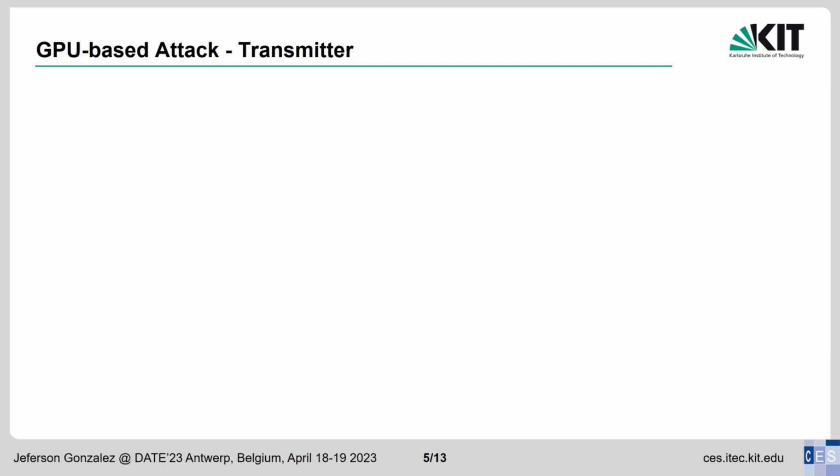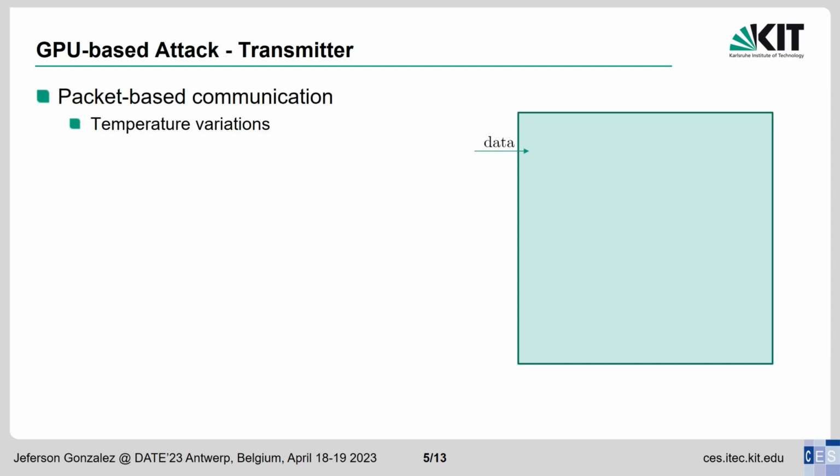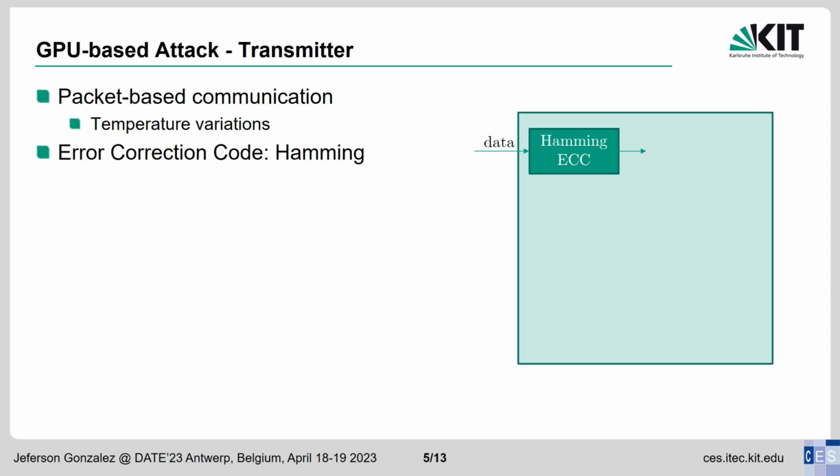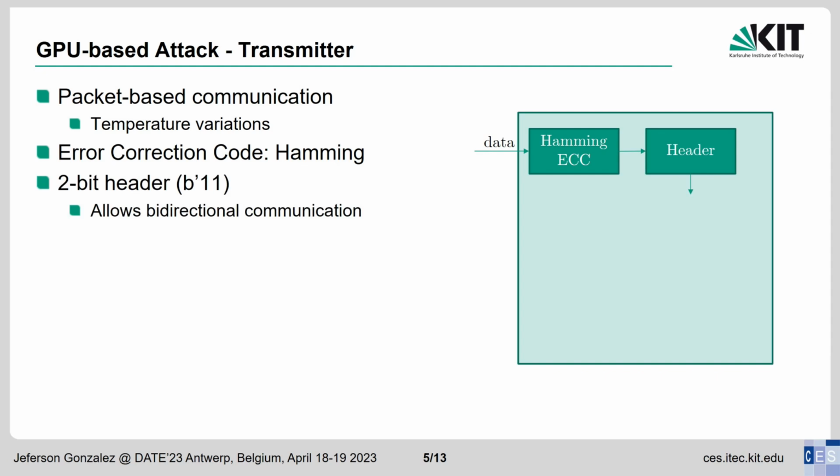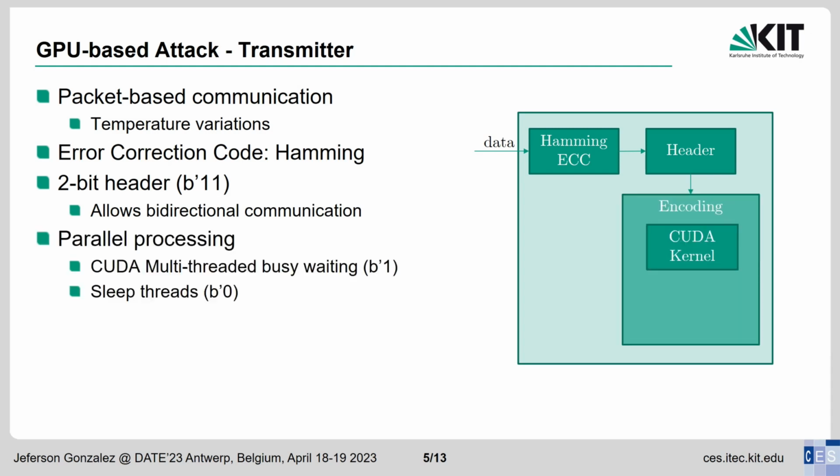To introduce our contributions, first let's start with the transmitter application for the GPU-based attack. The transmitter sends packets of bits and encodes them as temperature variations. When a packet of data needs to be sent, the transmitter first applies a Hamming error correction code. After that, a 2-bit header is appended to the packet. The first bit of the header signals the start of a transmission, while the second one is used to identify the sender and the receiver in a bidirectional communication manner. Then, the newly formed binary packet is further encoded with temperature variations.